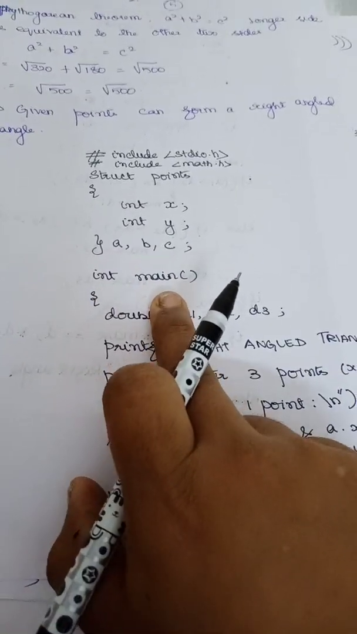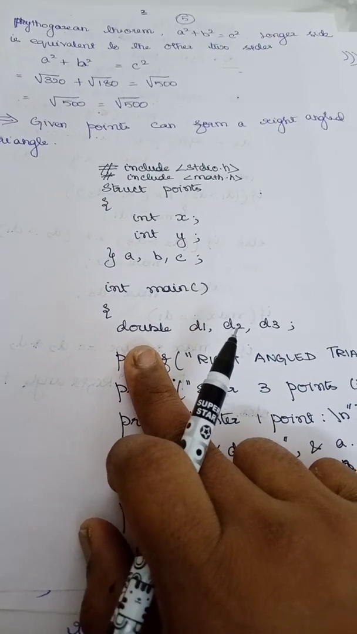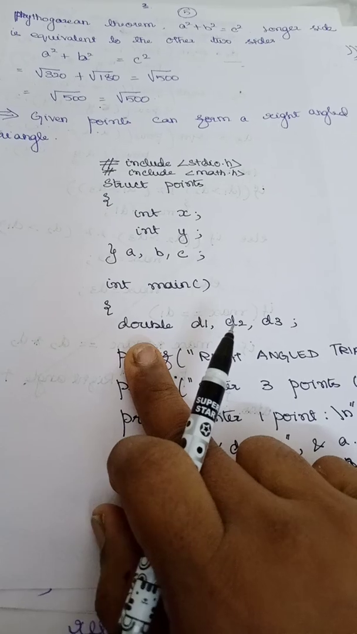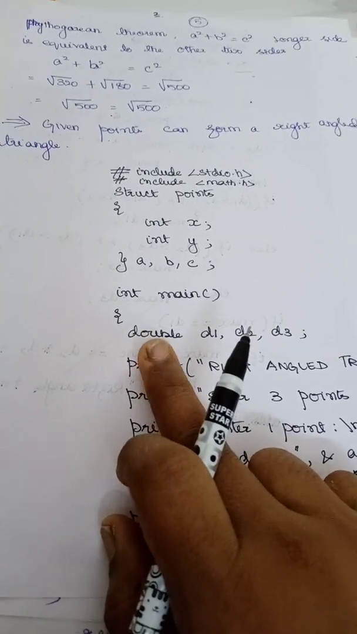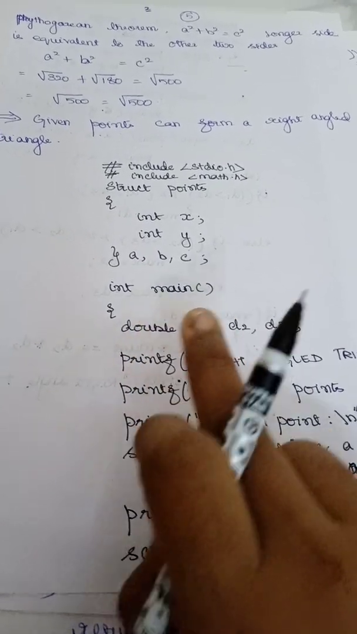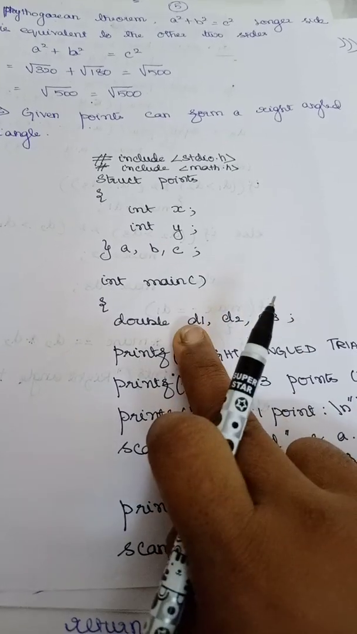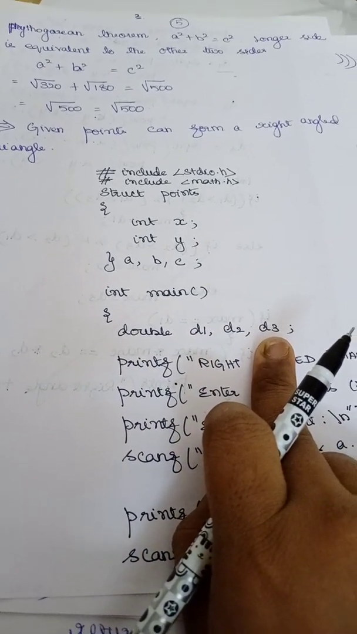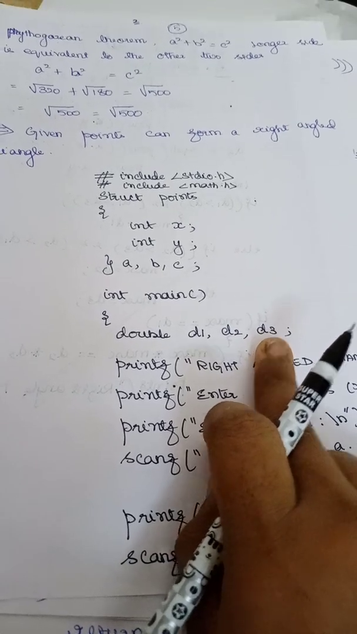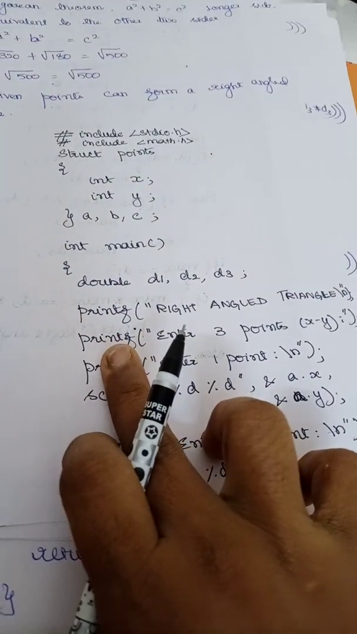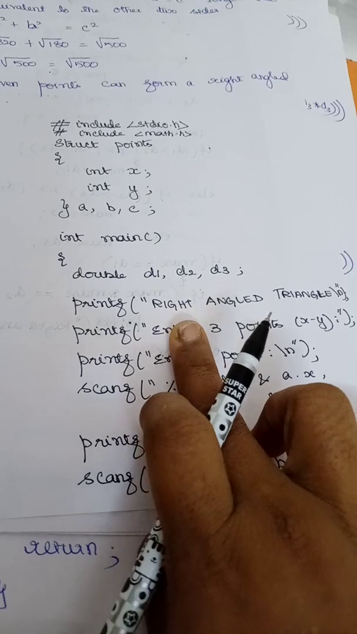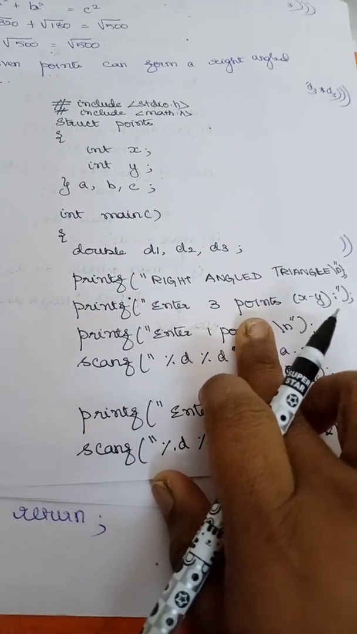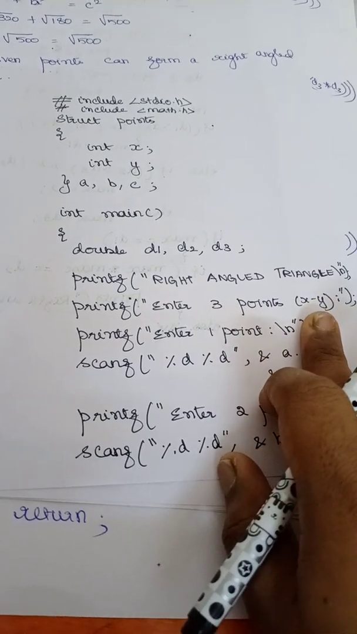Now int main. Since I am going to find the square root, the values can have a decimal point, so I am declaring double d1, d2, d3. Why do I have d1, d2, d3? Because I need to calculate the distances of the three sides of a triangle, right? So now printf. The program title is right angled triangle, and I need to enter 3 points in x, y format, right?